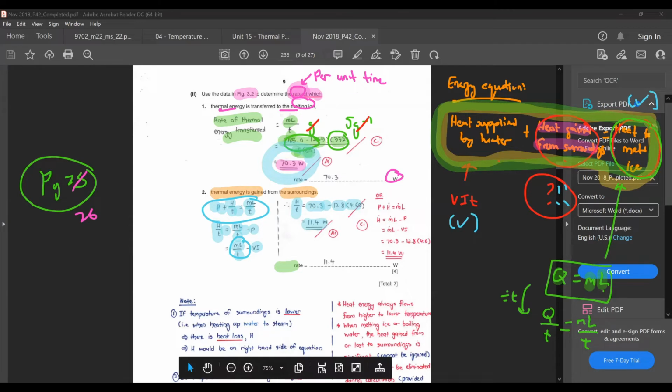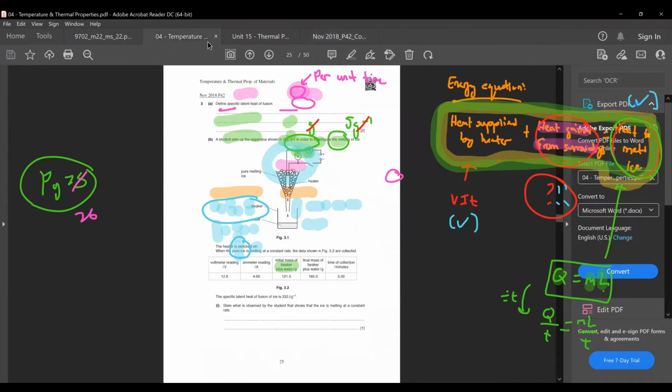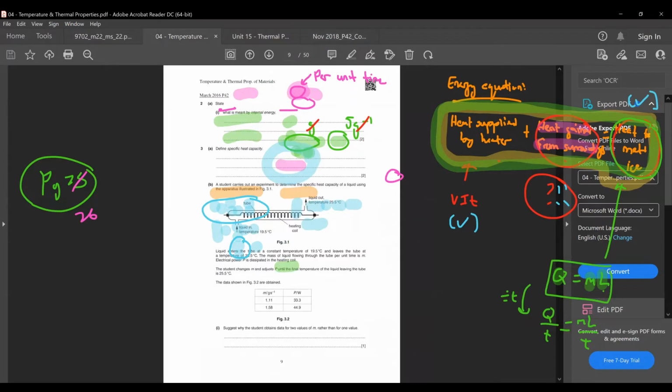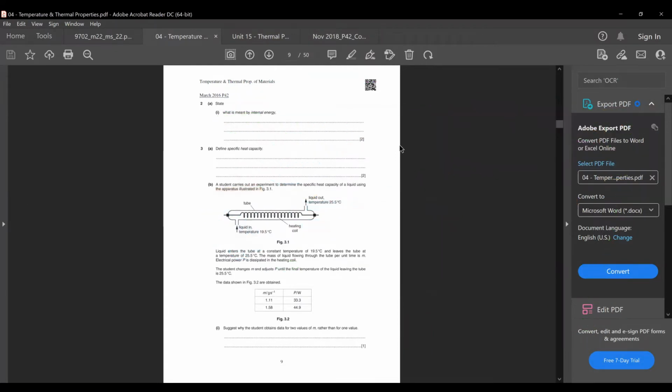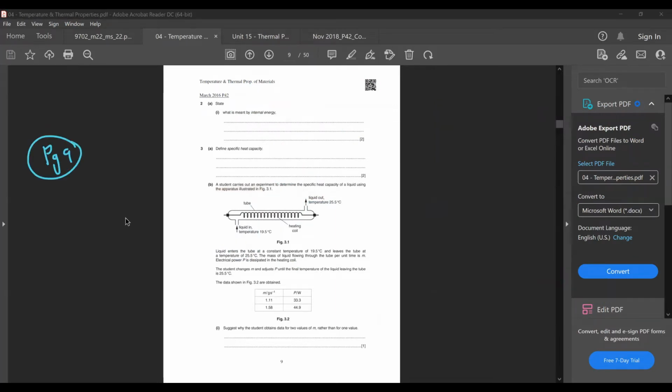Done. Okay, then we do one last question before I go on to ideal gases. This one I think is something that we've done before, but I think we can go through it really quickly. Wait, 25 we've done. Oh, sorry, not really something that we've done before. Okay, can you guys just go on to page 9? We'll just go through this one and then after that we'll be done. Just have a look at page 9. This one is March 2016 P42.